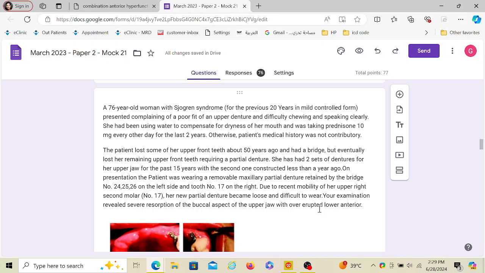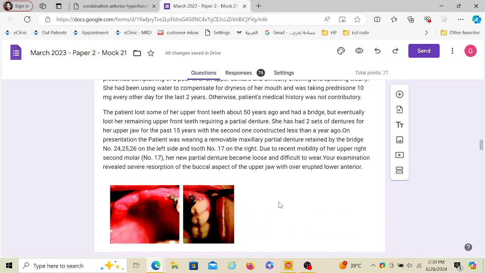The patient lost some of her upper teeth about 50 years ago, and she's 76 years now. So there was a long, long gap when she lost her upper front teeth and had a bridge, but eventually lost her remaining upper front teeth, requiring a partial denture. Now, she had two sets of denture for her upper jaw for the past 15 years, with the second one constructed less than a year ago. On presentation, the patient was wearing a removable maxillary partial denture retained by the bridge number 24, 25, 26 on the left side and tooth number 17 on the right. Due to recent mobility of her upper right second molar 17, her new partial denture became loose and difficult to wear.